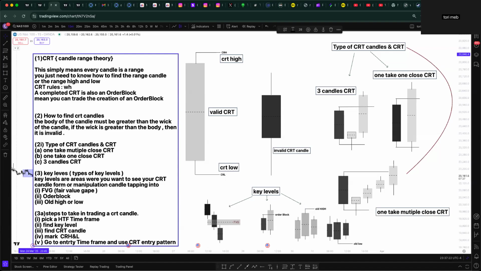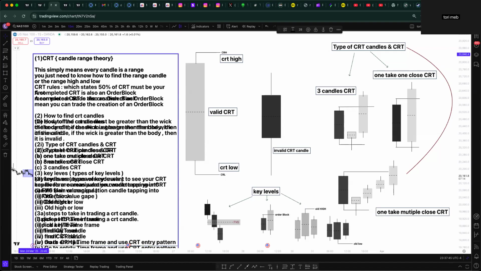Which states, 50% of CRT will be your first... what's this? What's going on here? Oh Jesus. Sorry guys, I don't know what happened here.